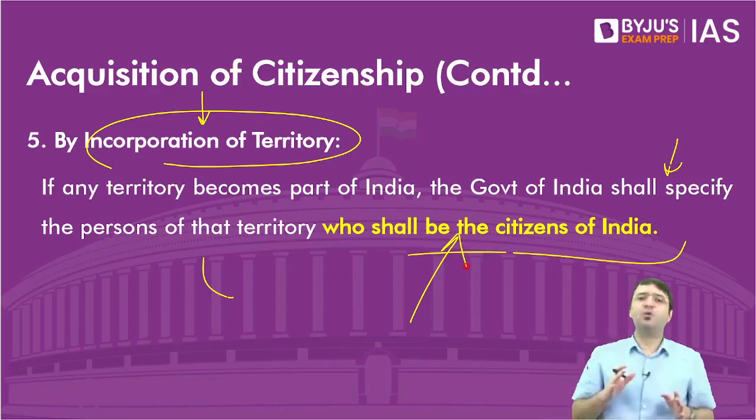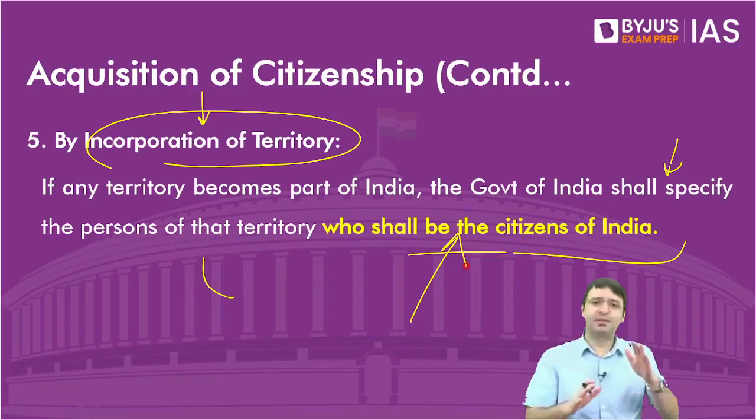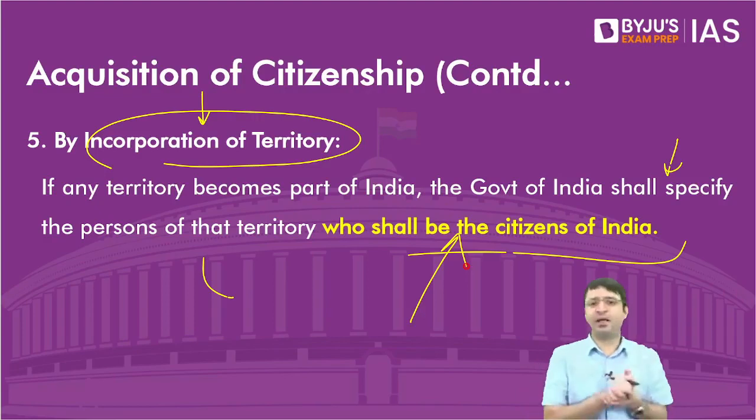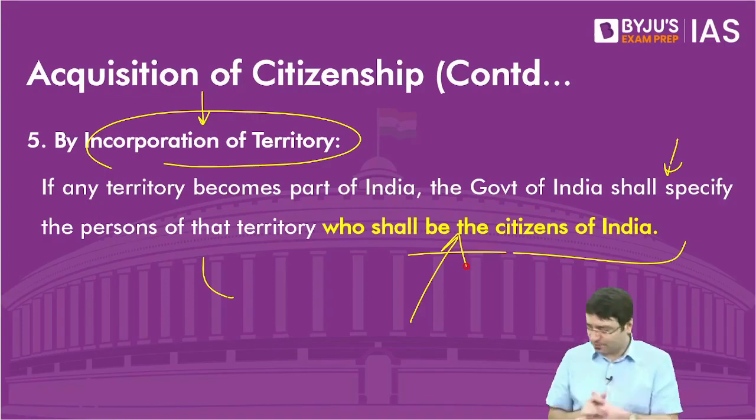So there are 5 ways by which one can acquire the citizenship of India: by birth, by descent, by registration, by naturalization, by incorporation of the foreign territory. If you have any questions, let me know.